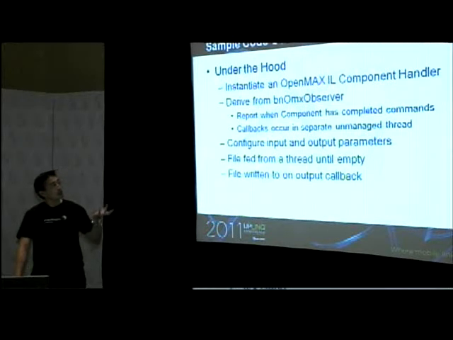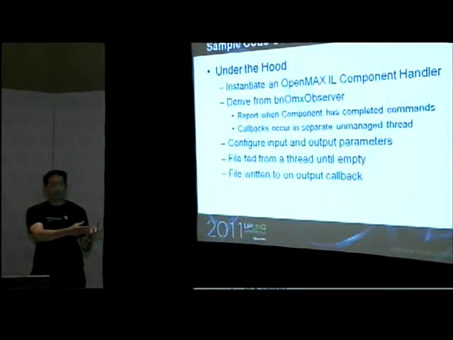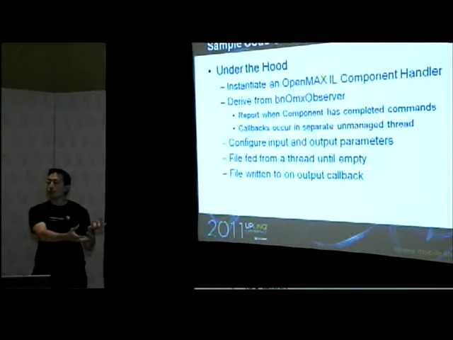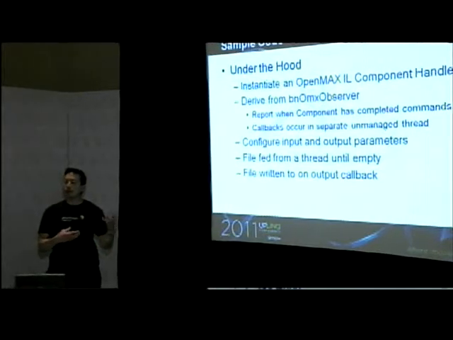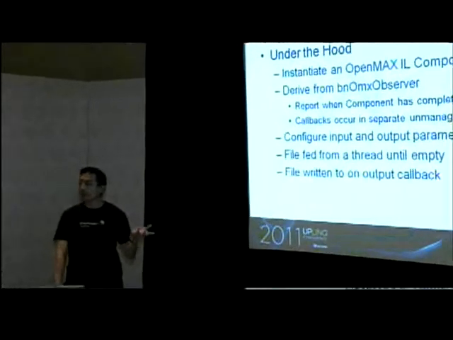And we also have to derive from an observer class. And so what happens is we pass the buffers of information to this decoder or encoder, and the observer in another thread will come back and respond when it's done processing whatever piece of data we've given it.